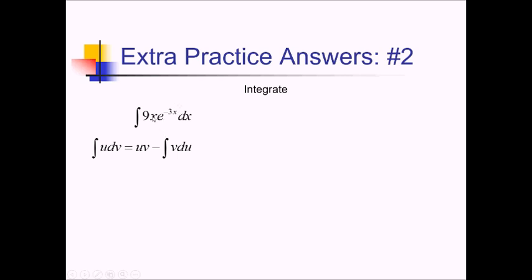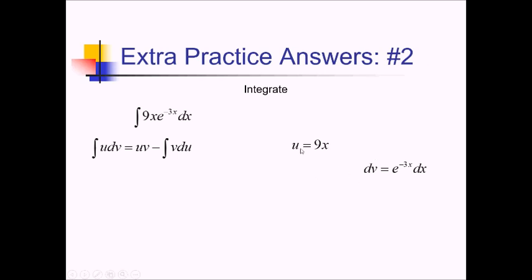So I have an algebraic and an exponential function. Between the two of them, using my acronym of LATE, algebraic takes priority over exponential in terms of picking which one of these you want to be the u value. So I'm going to let u be the algebraic, 9x, and that means dv is going to have to be e to the negative 3x dx. And my reasoning here is that 9x becomes nicer when you differentiate it, and e to the negative 3x doesn't really become any worse when you integrate it. So that's the reasoning behind these choices.